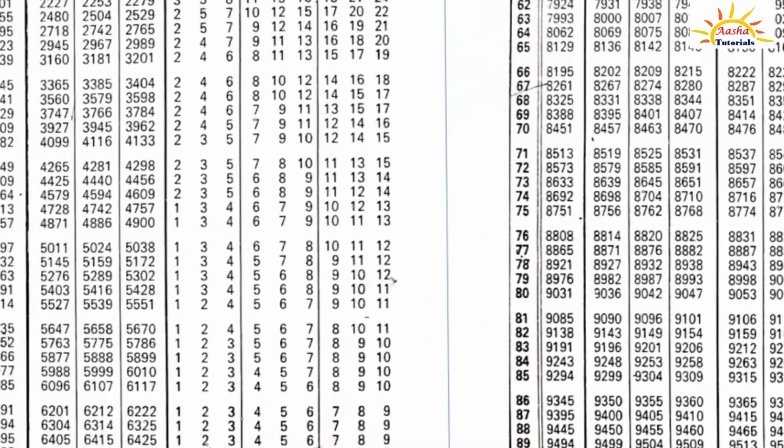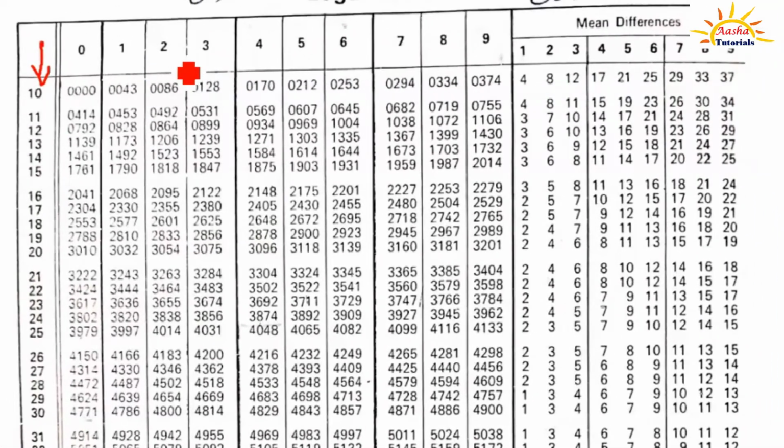Next to that, we have columns 1, 2, 3, 4, 5, 6, 7, 8, 9, 10, starting from 0 to 9. For log of 10 in the first column, you find 0043. Similarly, log of 10 in the second column is 0086. When we take certain examples, you will better understand its meaning.